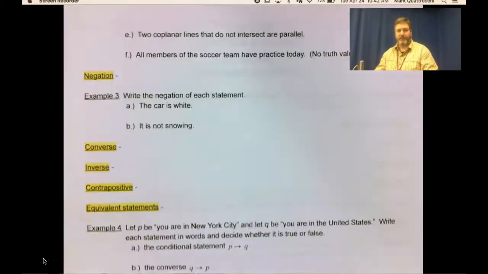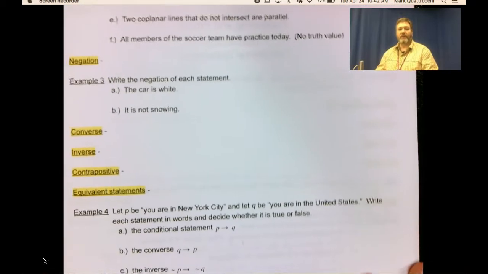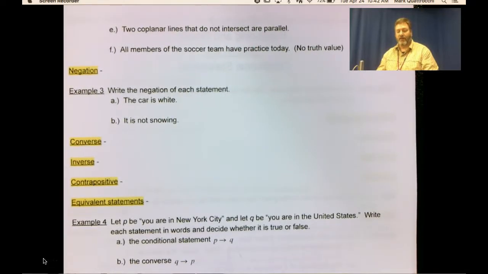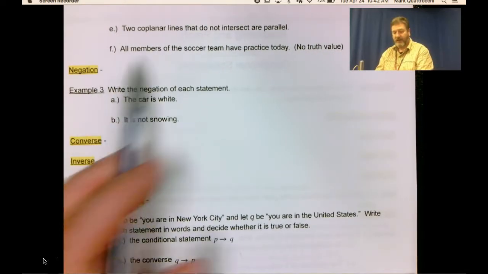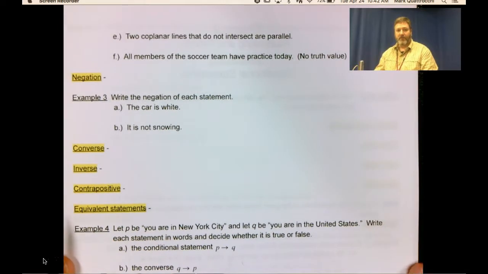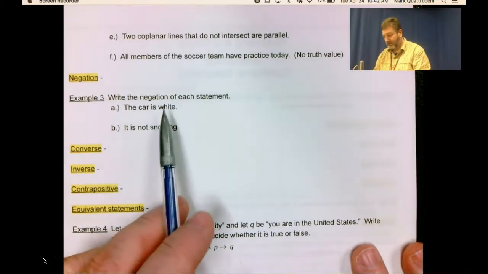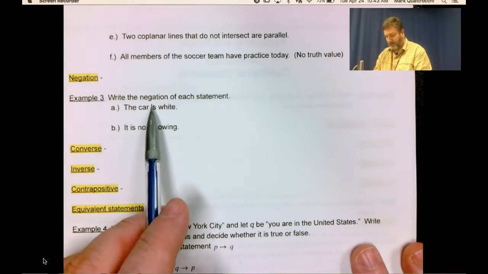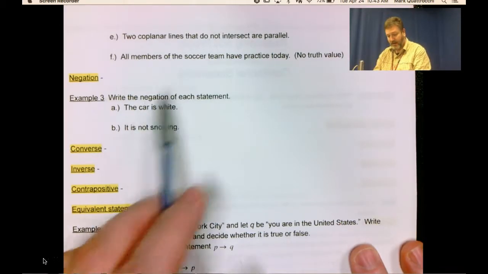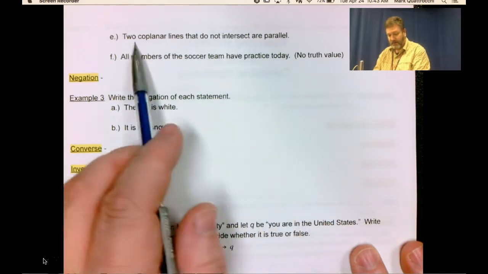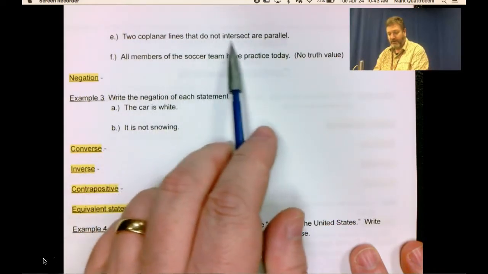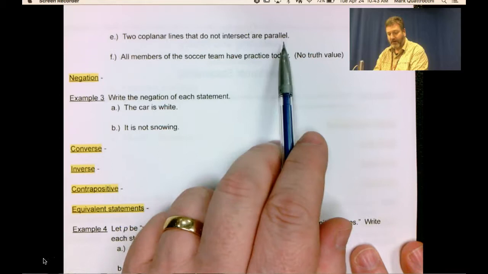Part E. Two coplanar lines that do not intersect are parallel. Now again, this is not written in if-then form. Let's figure out what the conclusion is. Okay, the conclusion is going to be they are parallel. Two coplanar lines that do not intersect are parallel.